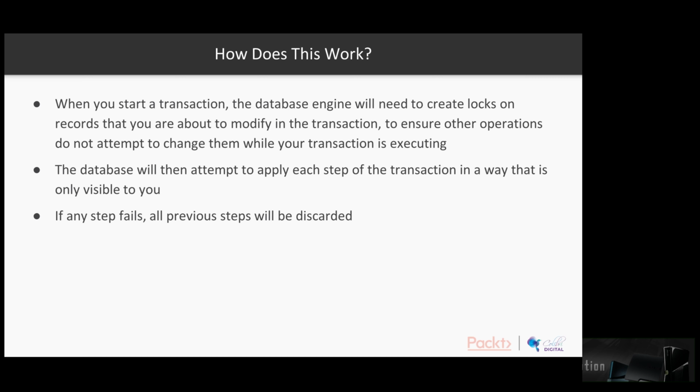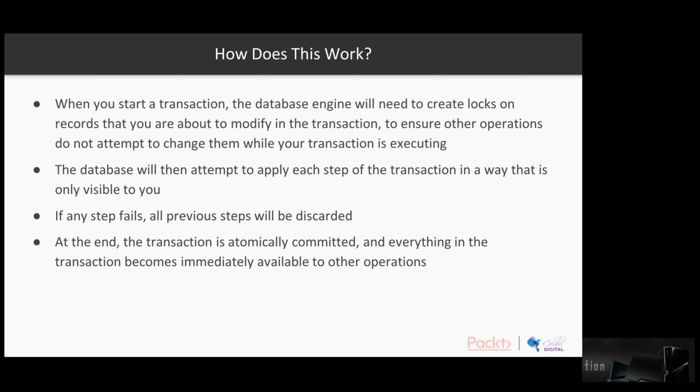Now, if any of the steps in your transaction fails, all previous steps will be discarded or rolled back. And at the end of the transaction, there's a commit statement. At that point, all changes in your transaction are committed atomically, so they all go through at the same time. Everything in that transaction then immediately becomes available to other operations and other transactions.